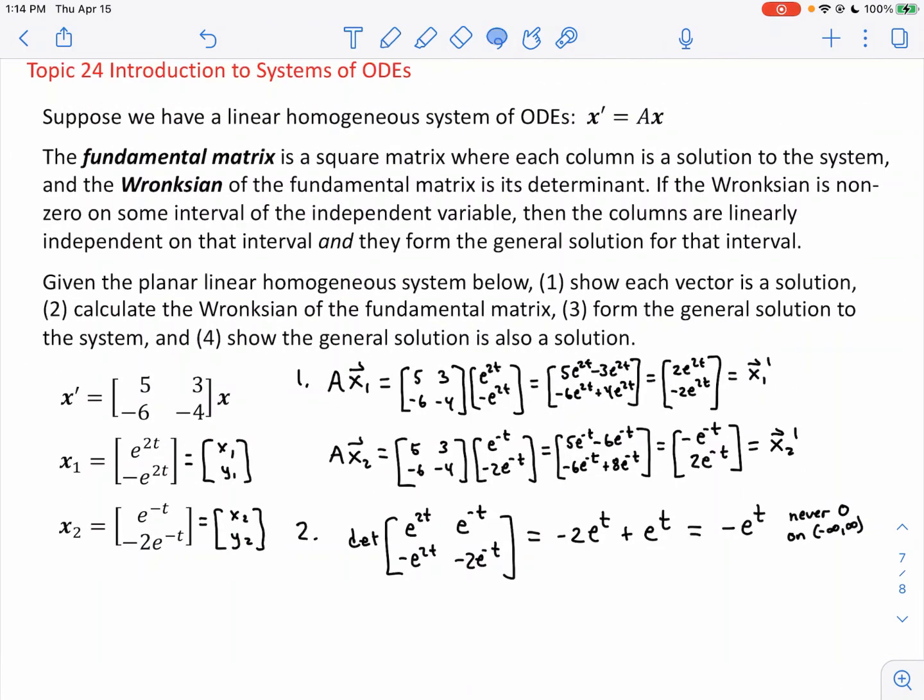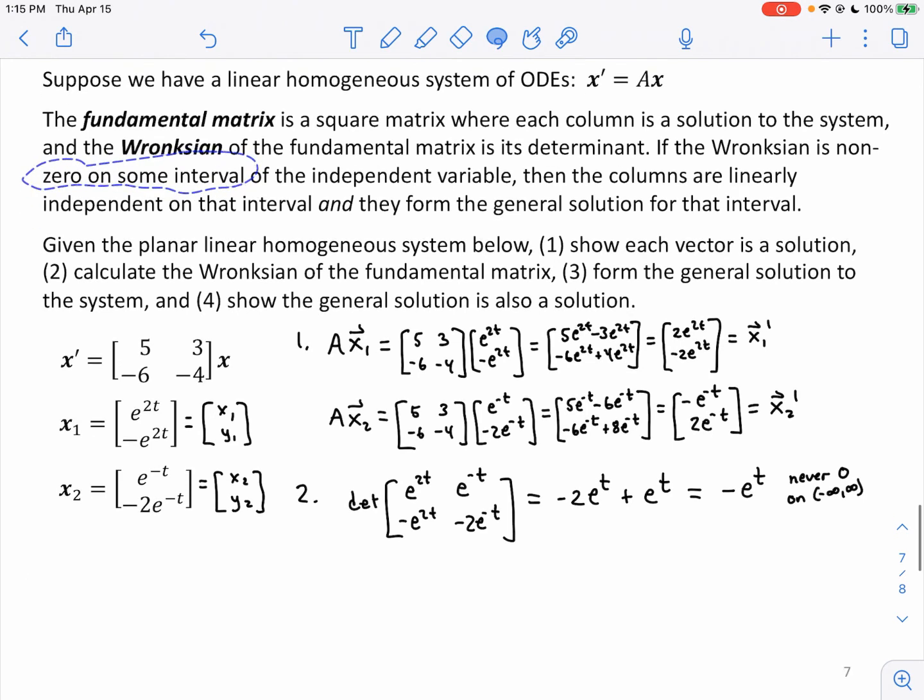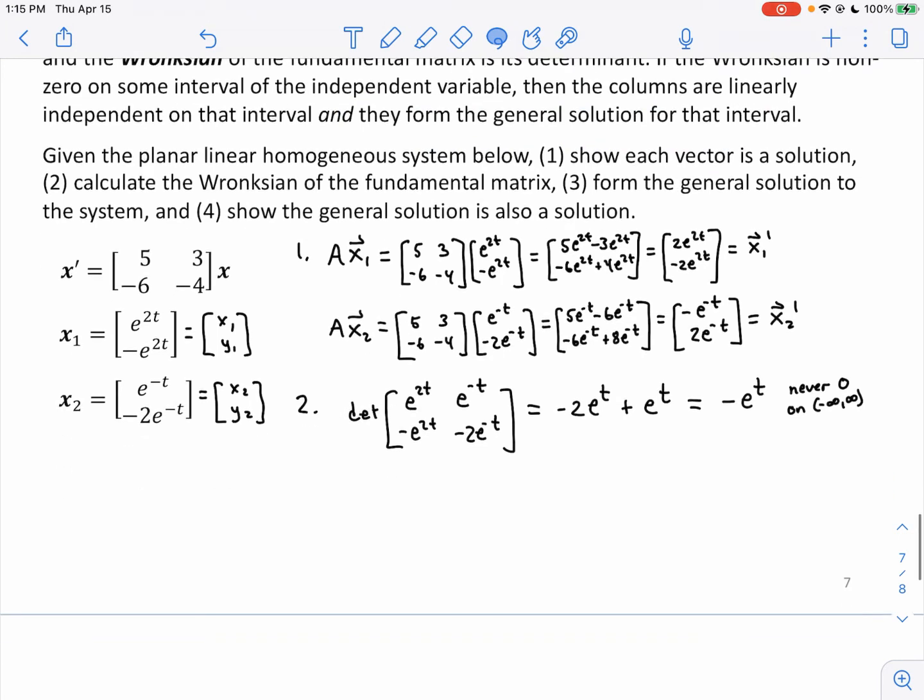Now, let's go back up to the statement. If the Wronskian is non-zero on some interval, and this is non-zero on the entire interval negative infinity to infinity in this case, then the columns are linearly independent on that interval. So this column and this column are linearly independent. So the two solutions are linearly independent because the columns were the solutions. And they, meaning the columns, form the general solution for that interval.